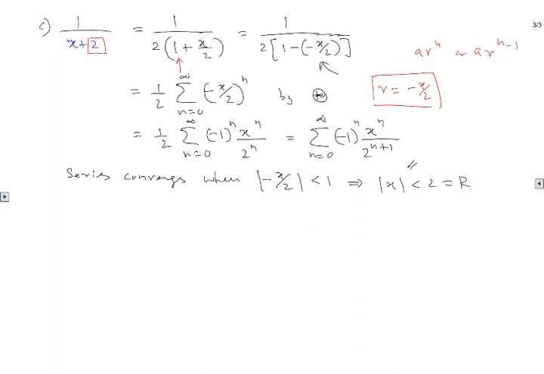Now this is a big R. That's a small r, the ratio. This is the ratio, but this is the radius of convergence. The radius of convergence.